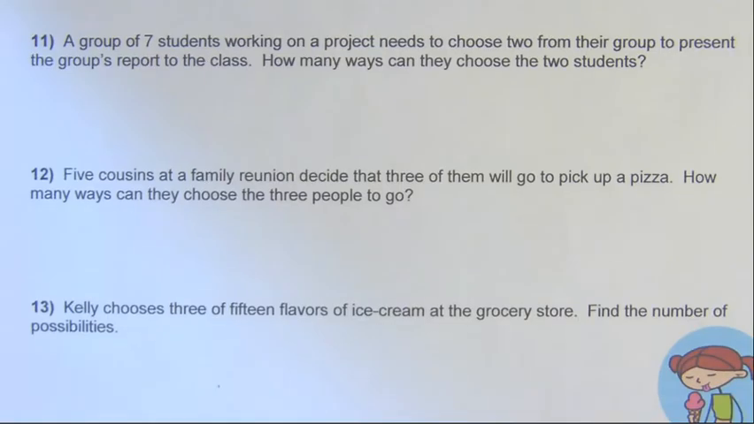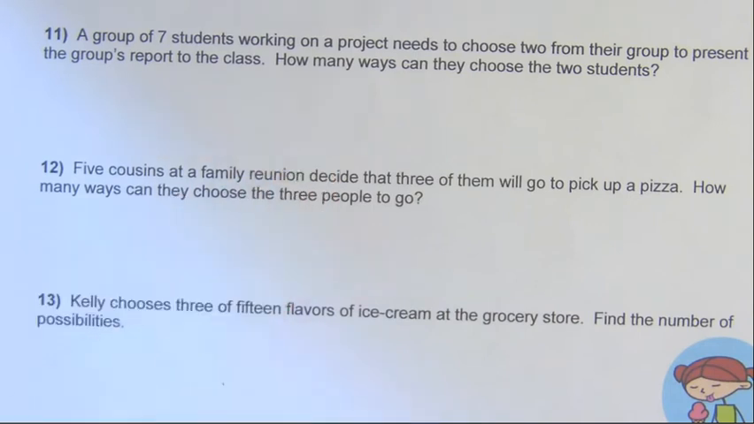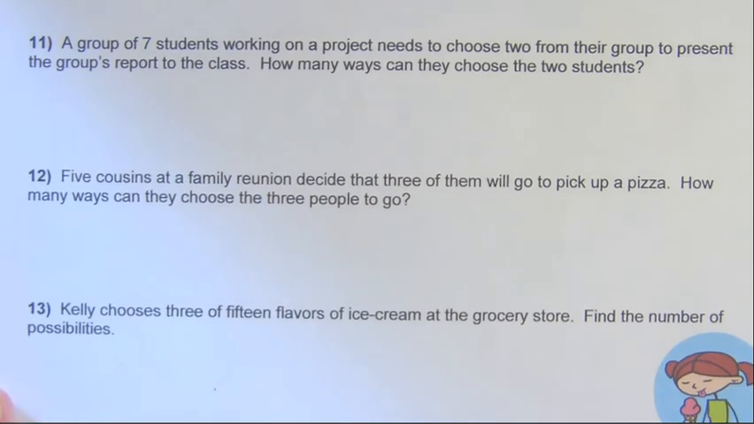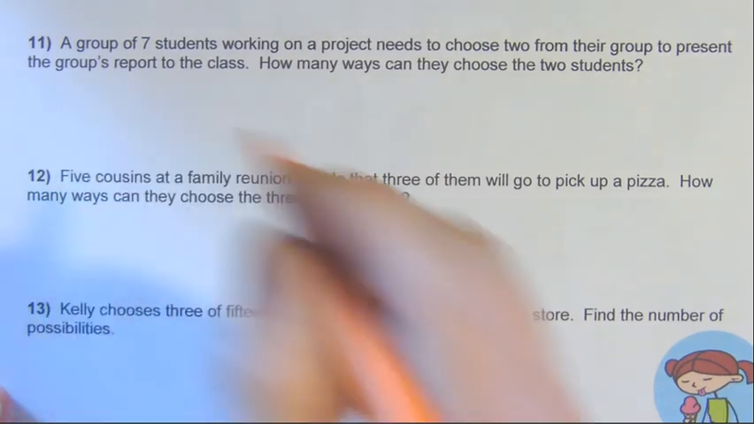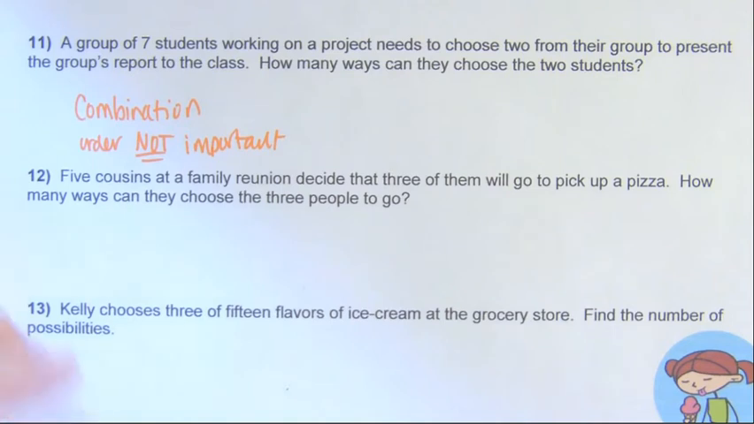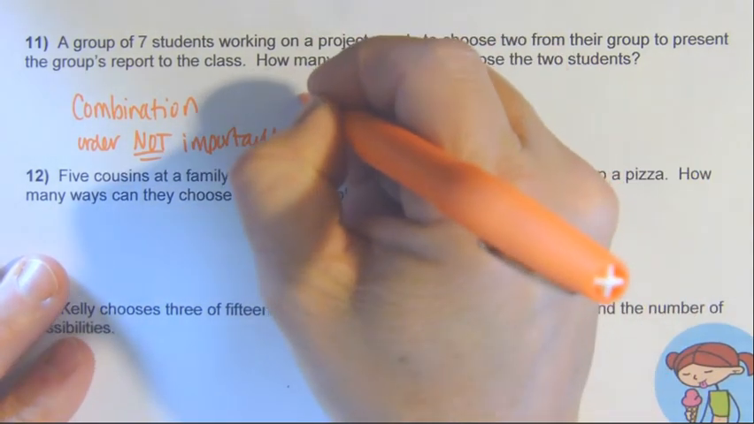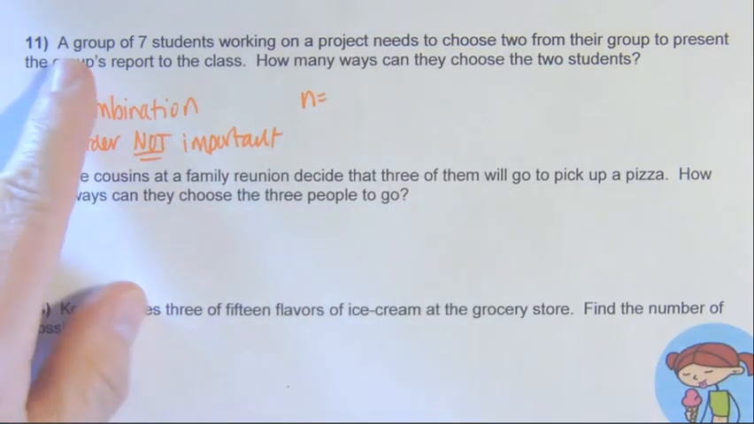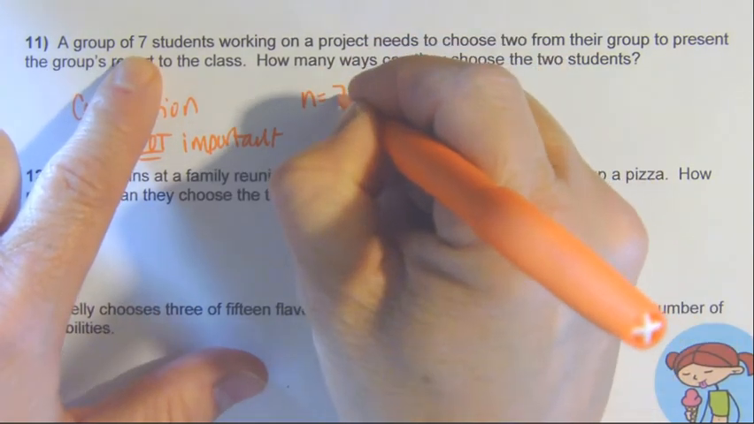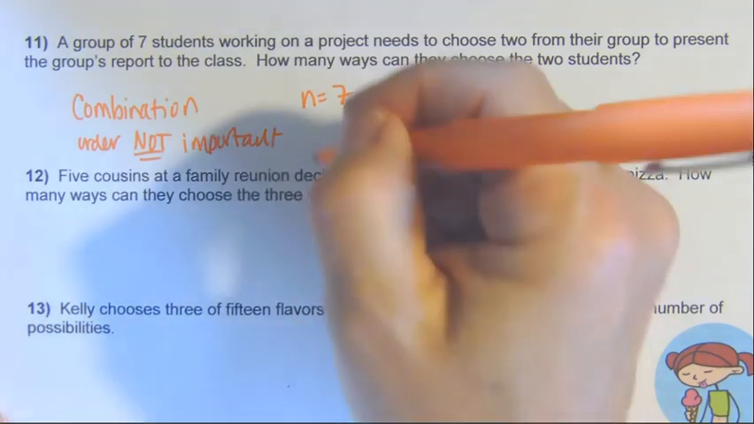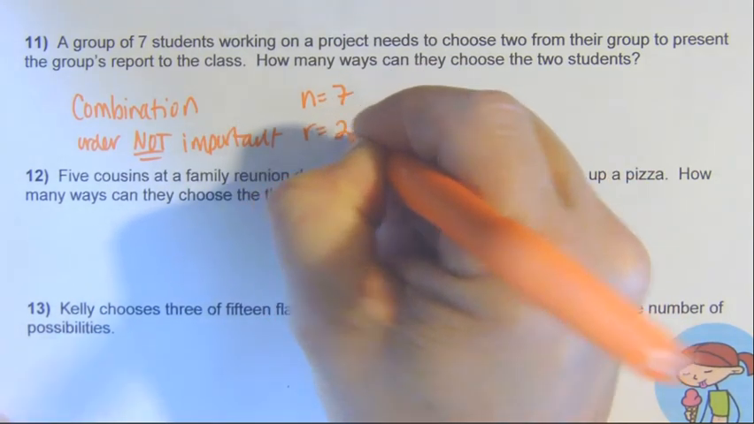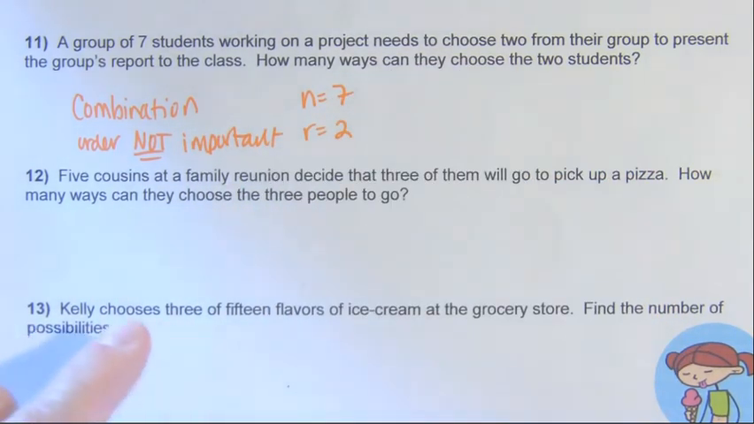All right, going on. A group of 7 students working on a project needs to choose 2 from their group to present. So 2 people are going to have to get up in front of the class. So here, this is a combination. The order is not important because 2 people have to get in front of the class no matter what. So N is my total. I have a group of 7 kids. And R is what I want. I want to pick 2 to get in front of the class.